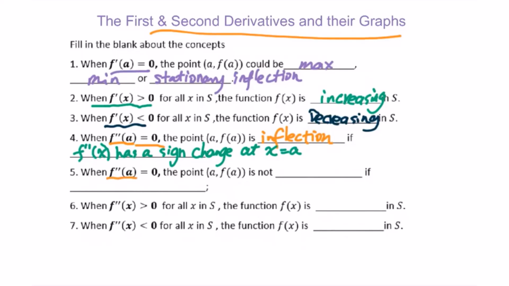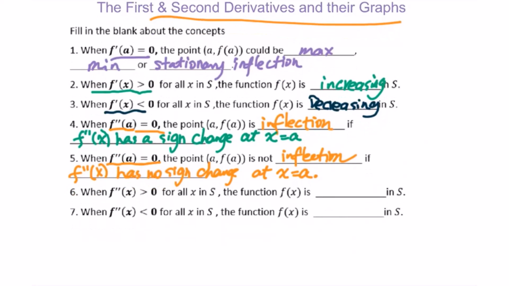When f double prime of a equals 0, the point (a, f of a) is not an inflection point if f double prime of x has no sign change at x equals a. In other words, (a, f of a) is an inflection point only if it has satisfied two requirements.